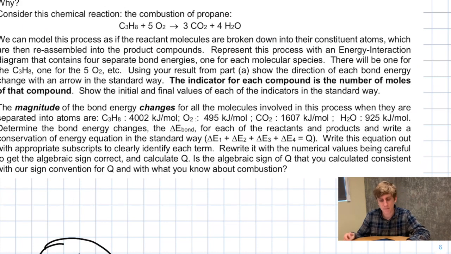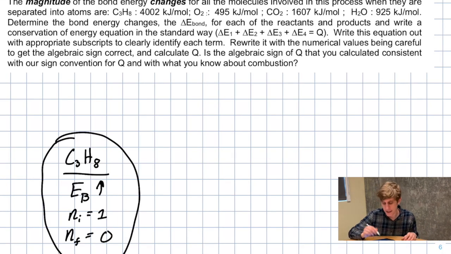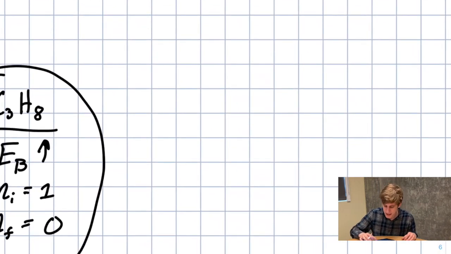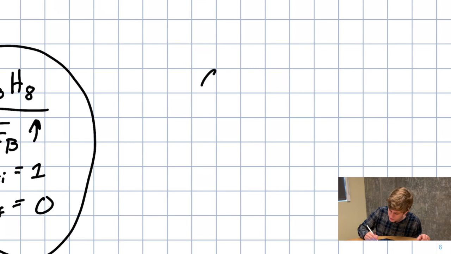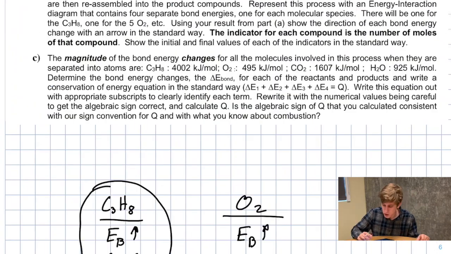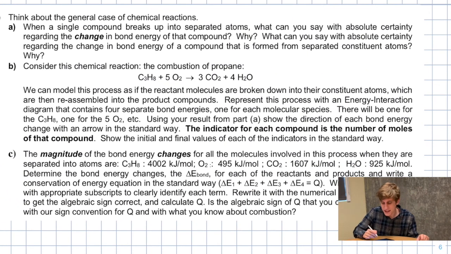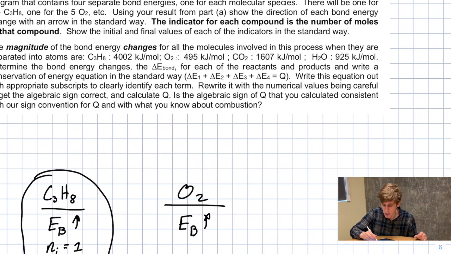Next, let's do the same thing for the oxygen. Just like with the propane, the oxygen is being pulled apart into its individual atoms. So for the same reason that the propane's bond energy is increasing, the oxygen's bond energy must be increasing as well. Looking at the chemical equation, we can see that we start with 5 moles of oxygen and end with 0 moles.